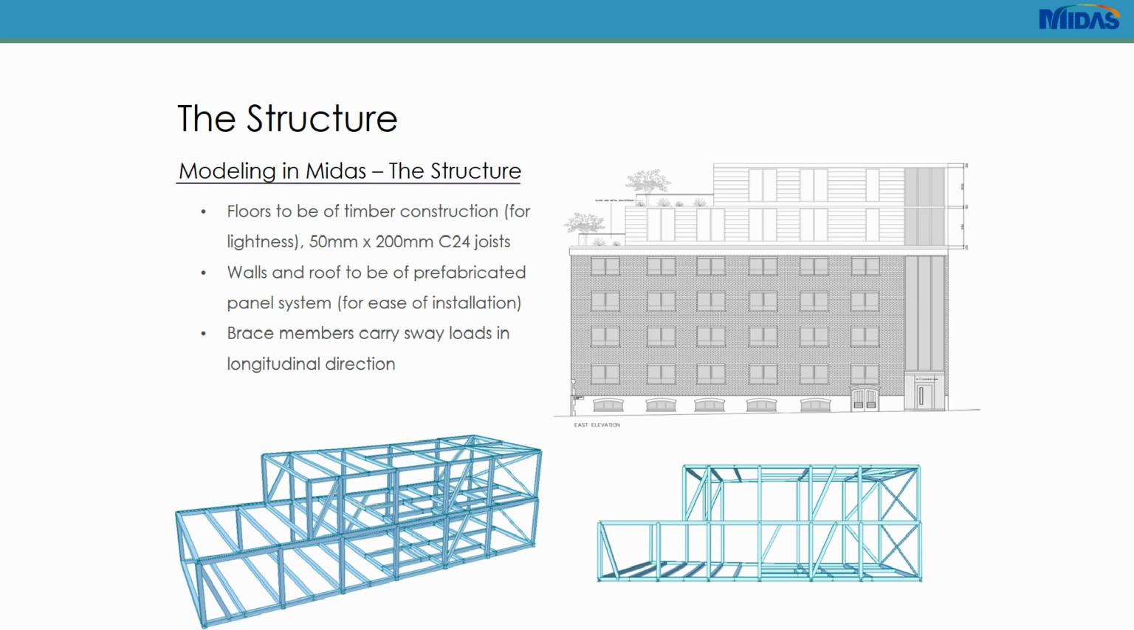Now the structure itself. The floors were done using timber construction. Also the walls and roof were prefabricated panels to allow for an easier installation, and also to help with the lateral loading, braces were considered for the frame.